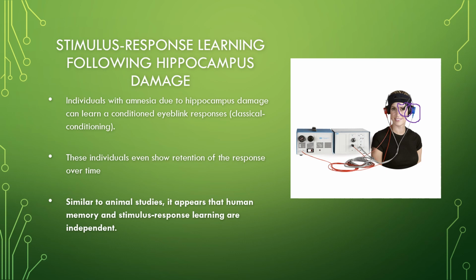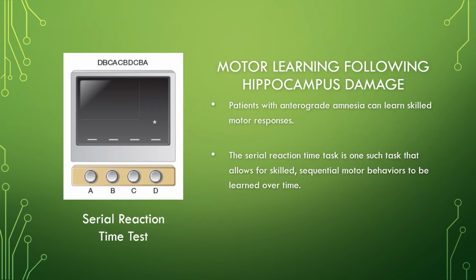And so what this suggests, from both human and animal studies, is that stimulus response learning does not require the hippocampus in order to happen. It's a separate memory system altogether. It also turns out that patients with damage to the hippocampus have no issues learning motor responses and remembering these over a period of time. So if we look at motor learning, or motor memory, patients with anterograde amnesia from hippocampus damage don't have any problem with that.